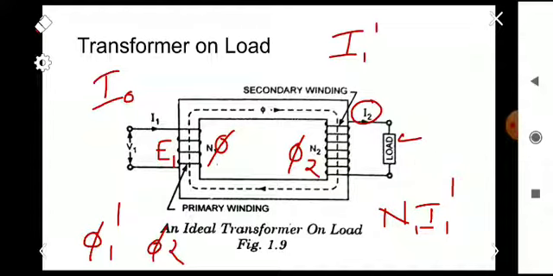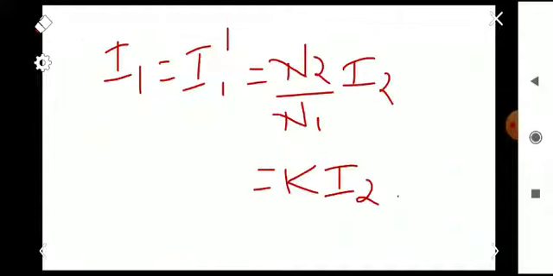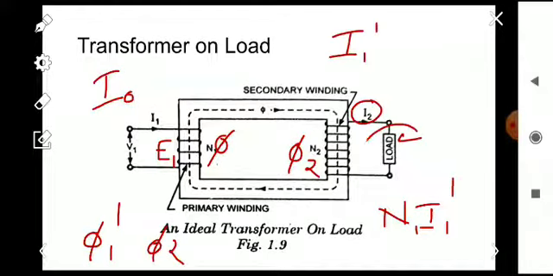Okay, so that's the one point you have to note down, and based on that we can draw the phasor diagram. Always for drawing the phasor diagram, first we are considering a pure resistive load. We are connecting a pure resistive load here. Based on that, we are drawing the phasor diagram first.